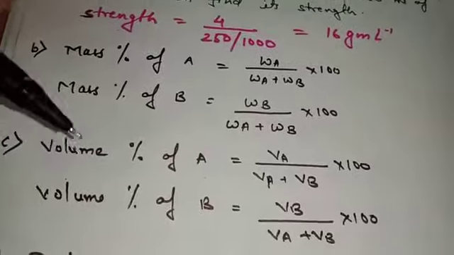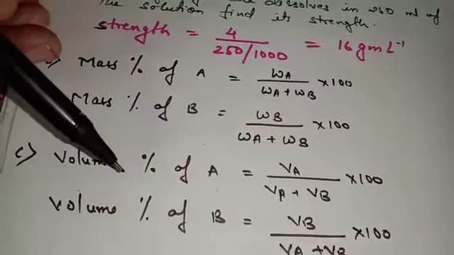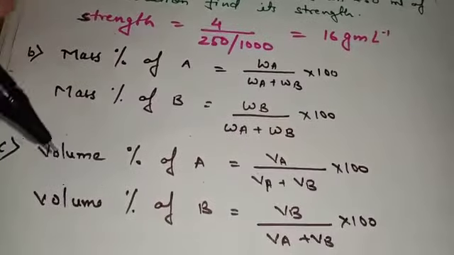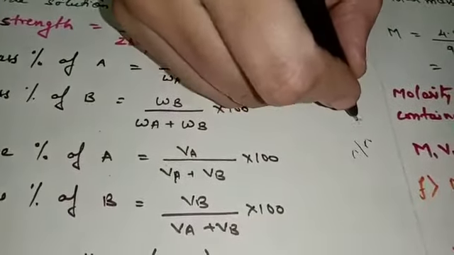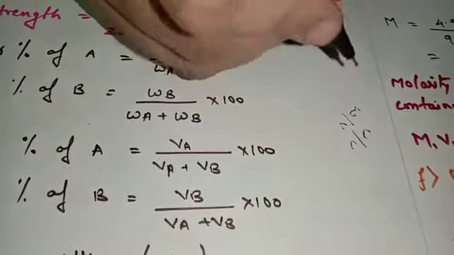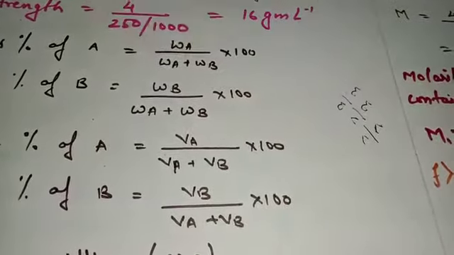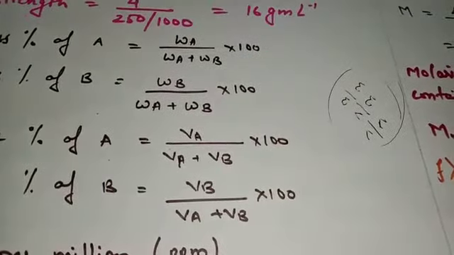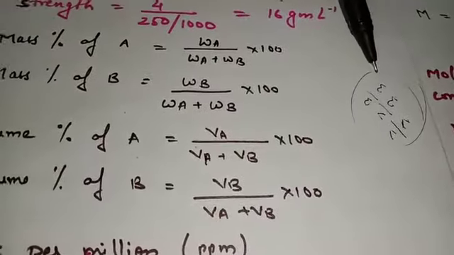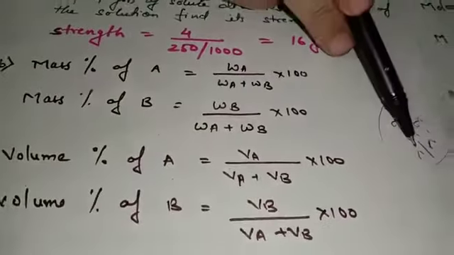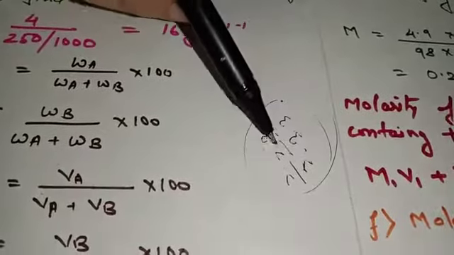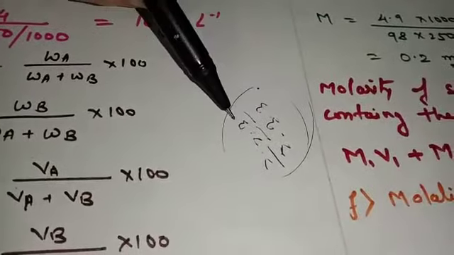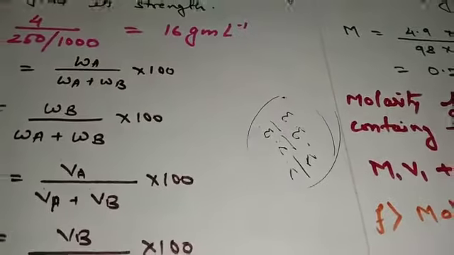Very often you have seen on medicines as well as on syrup bottles, it is written V by V, or W by V, or W by W. This represents the percentage of solute as well as the solvent. V by V means volume percentage. W by V means mass per volume percentage. W by W means mass percentage.